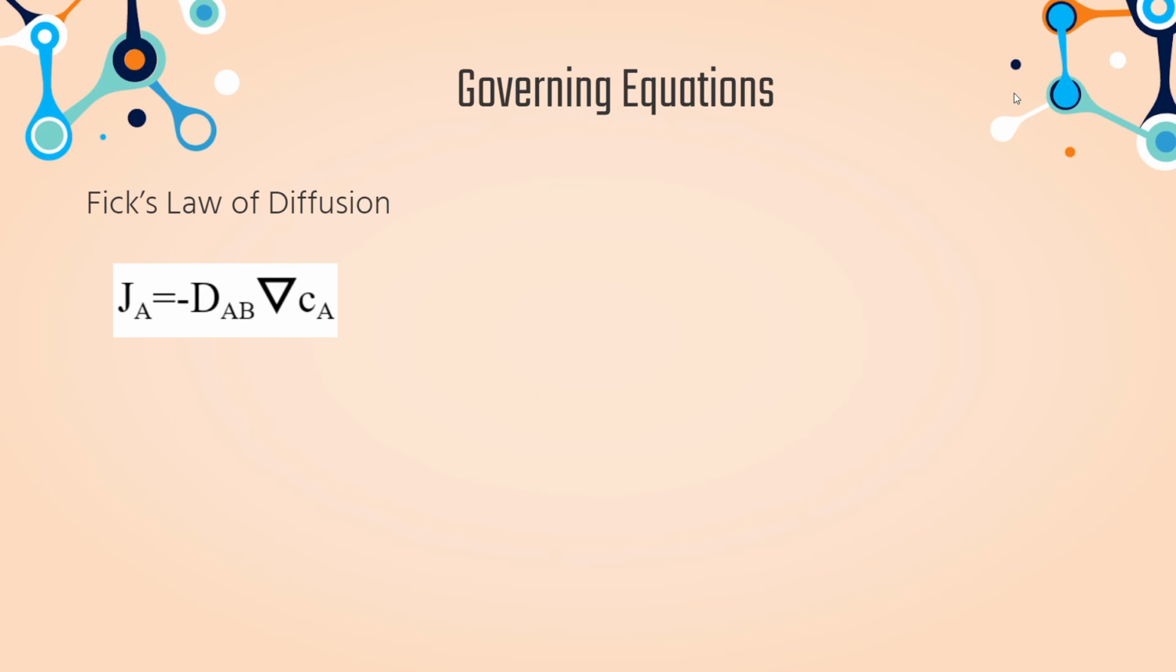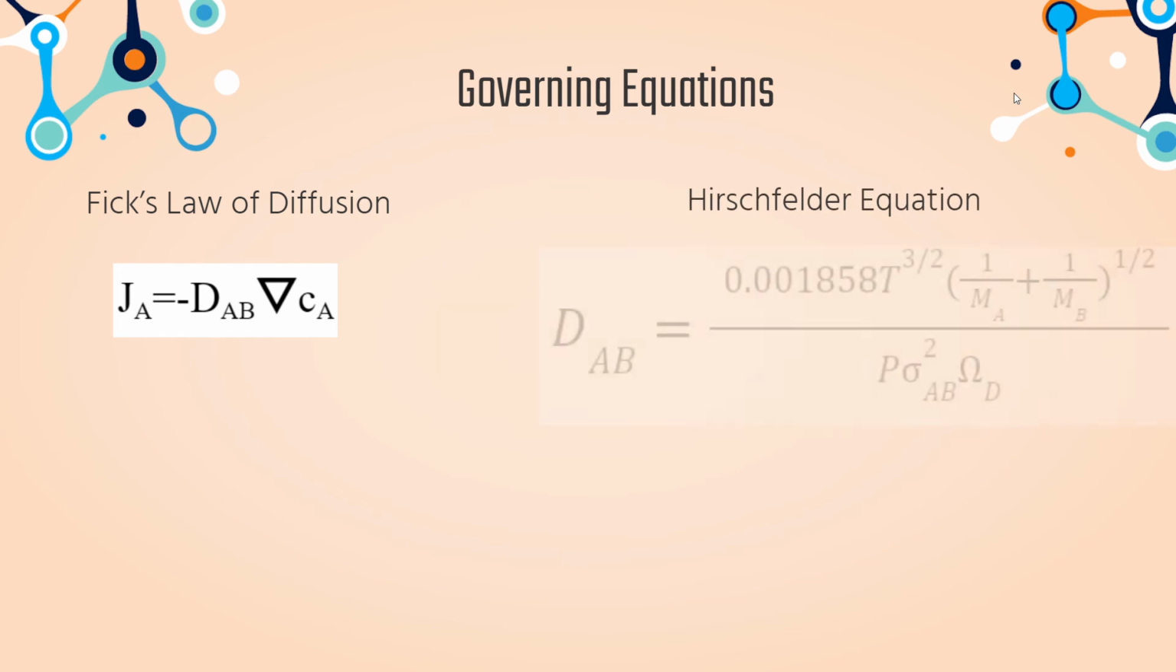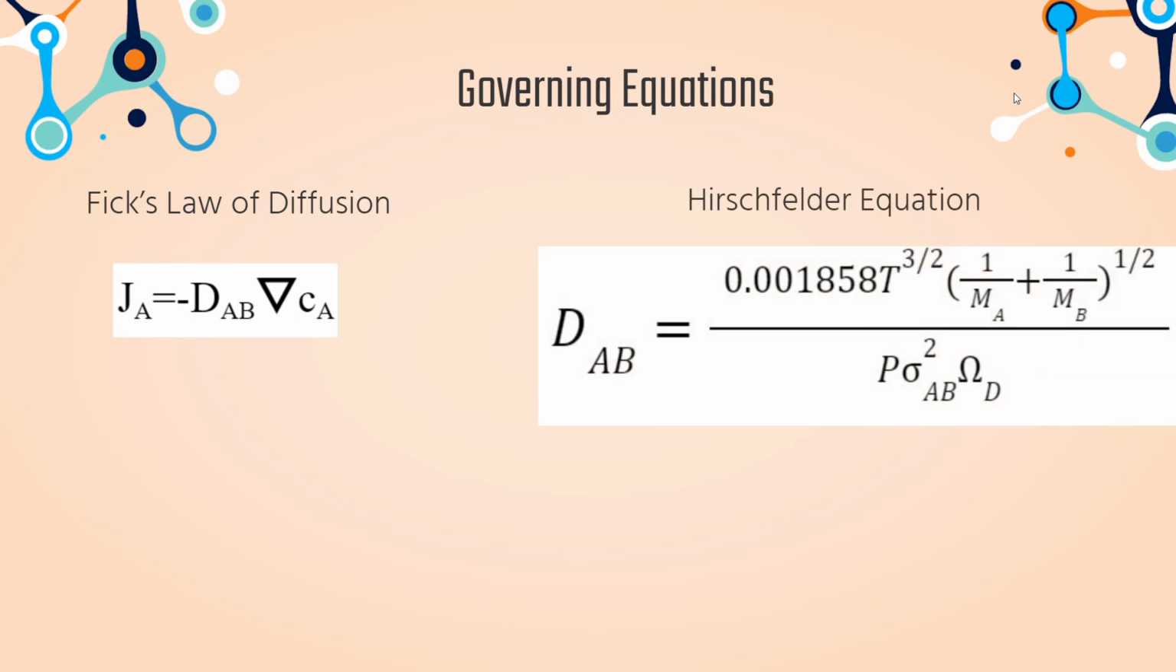In Fick's law, the proportionality constant in a binary mixture of species A and B is known as the diffusion coefficient, D_AB. To solve for the diffusion coefficient, the Hirschfelder equation can be used, assuming the mixture is a binary system composed of rigid spheres. The equation is as follows, with T being temperature, M_A and M_B being molecular weights of species A and B respectively, P being pressure, sigma_AB being the collision diameter of A and B, and finally omega_D being the collision integral for molecular diffusion. This equation shows how the diffusion coefficient is inversely proportional to the molecular weight of species present.